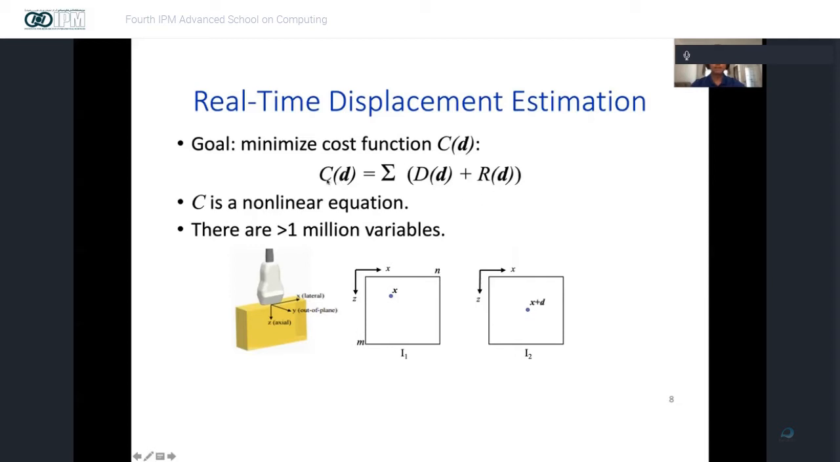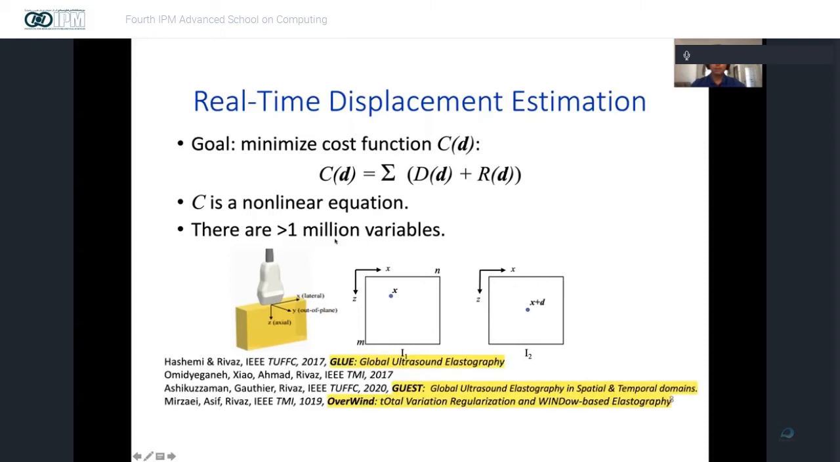Now, what happens is that C becomes a nonlinear cost function with often more than 1 million variables. And this is not easy to solve. So we have developed several techniques that solve this cost function, and the code associated with many of them is available online at sonography.ai. We have also provided a lot of ultrasound raw data, both simulation and in vivo from human and animals. You're welcome to use the data and the code.